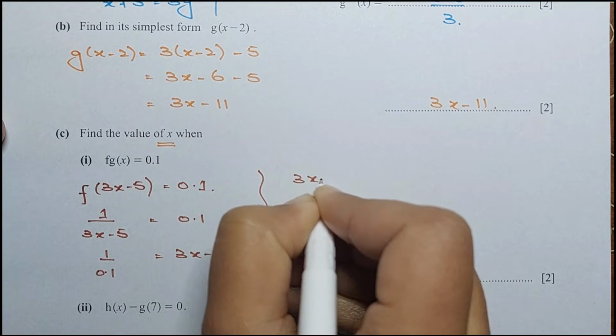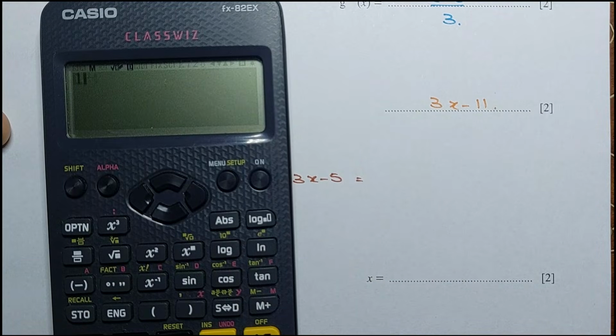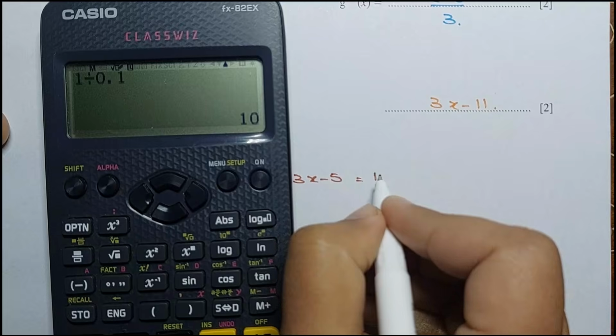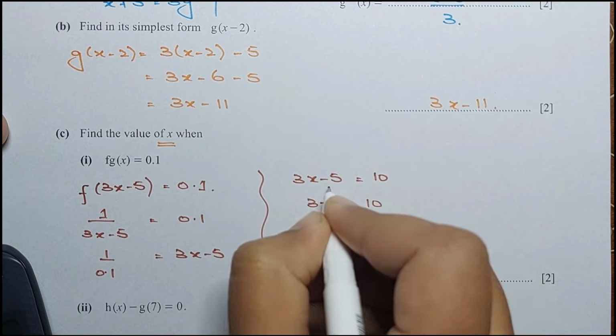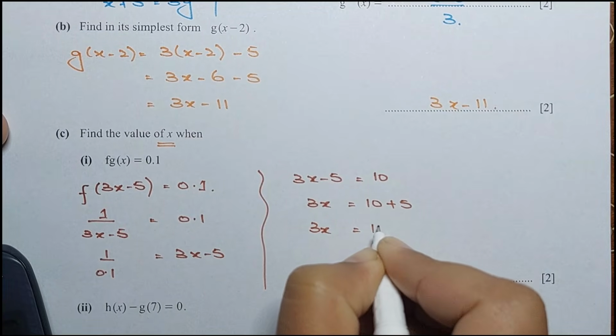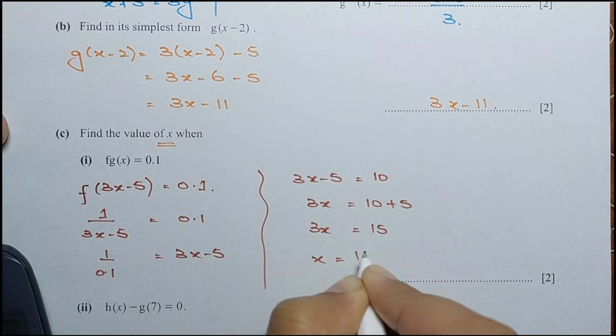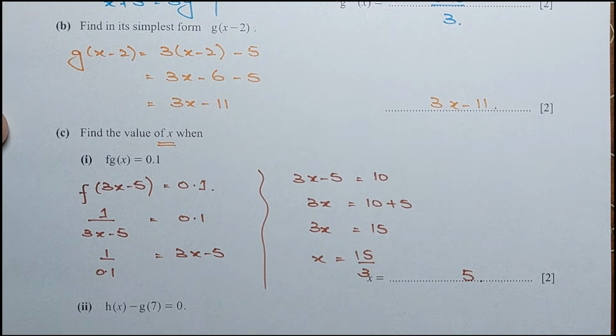So 3x minus 5 becomes 1 over 0.1, which is 10. So 3x would be 10. Shifting the 5 becomes plus 5. So 3x is equal to 15, and x is equal to 15 over 3. 3 times 5 is 15. So the x value is 5 in this case.